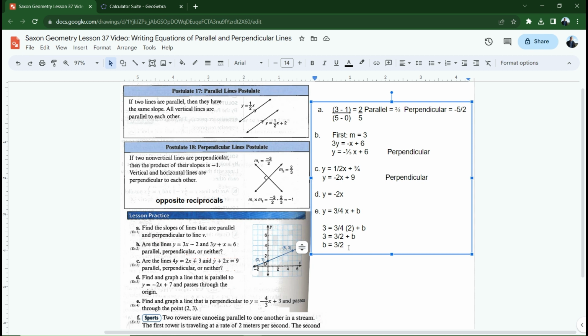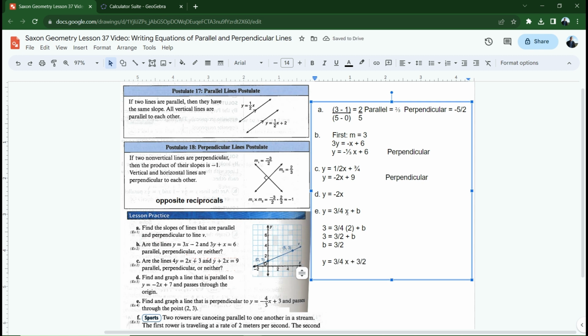All right, so now once I find b, I'm not done. I need to actually write the equation y equals 3/4 x plus 3 halves. And that's my final equation.